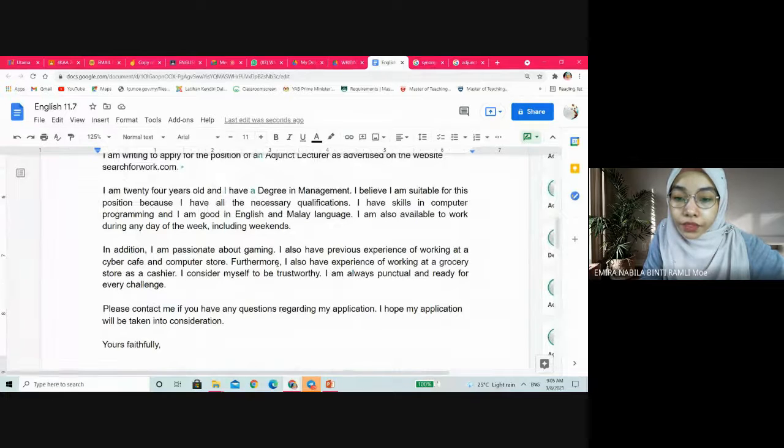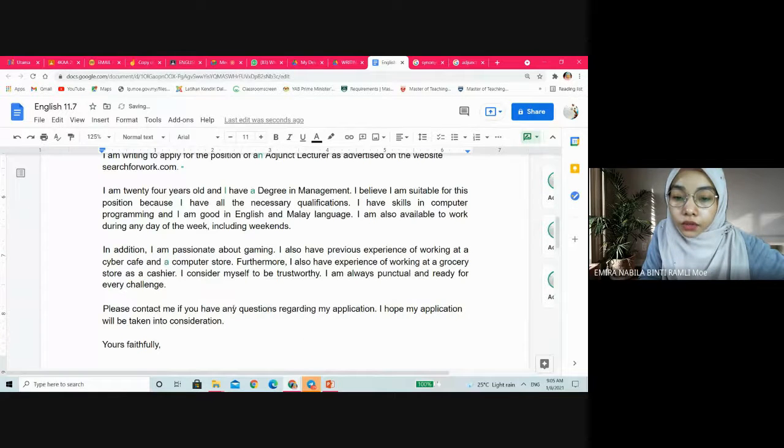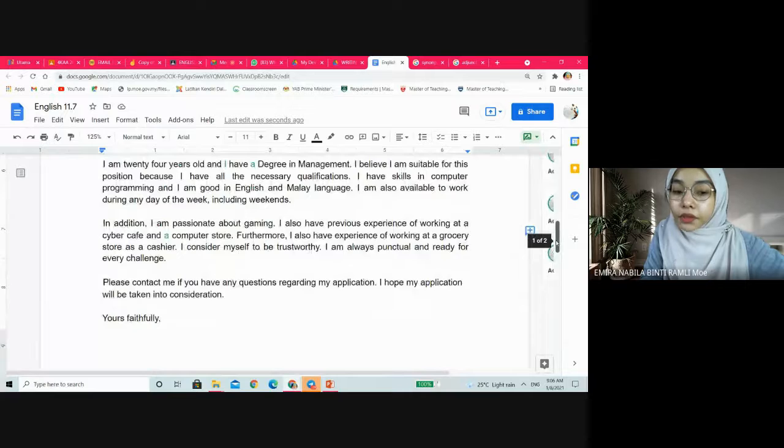I also have previous experience of working at the cyber cafe and computer store. I believe that if you could just add a computer store there, that would be clearer as well. Furthermore, I also have experience of working at a grocery store as a cashier. We've discussed Al Irfan punya last time. That's the thing juga yang dia termiss, iaitu a grocery store. I consider myself to be trustworthy. I'm always punctual and ready for every challenge. Okay, yang itu tak ada masalah. Your last paragraph pun clear.